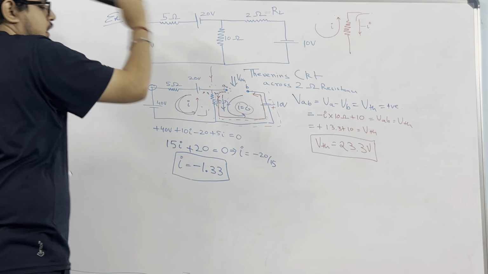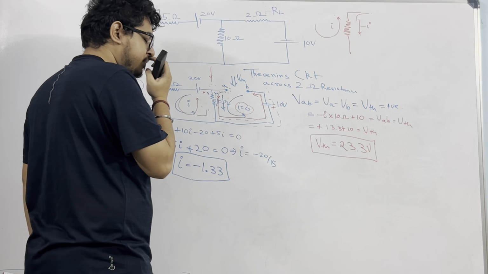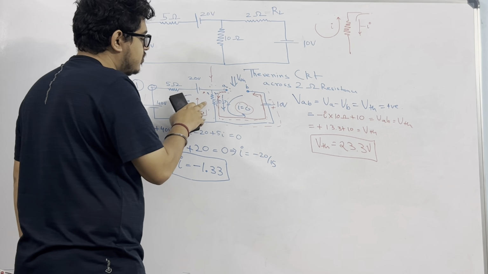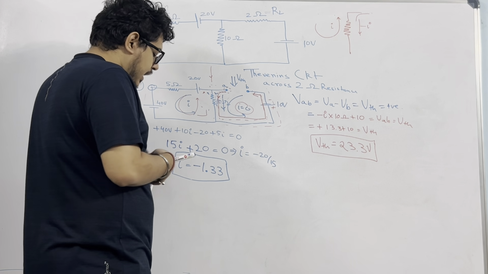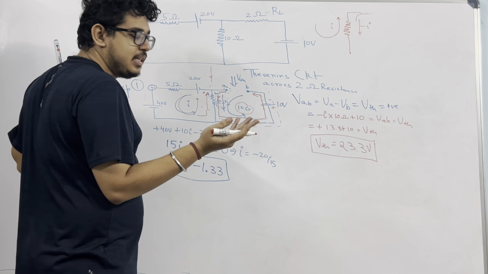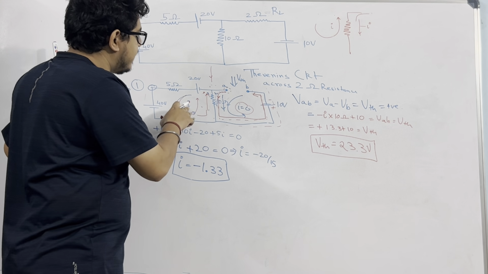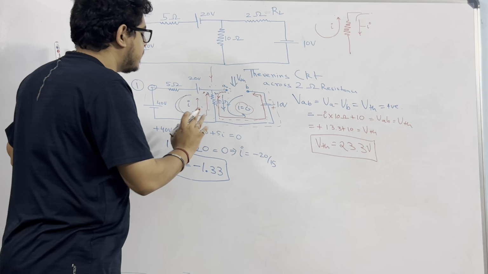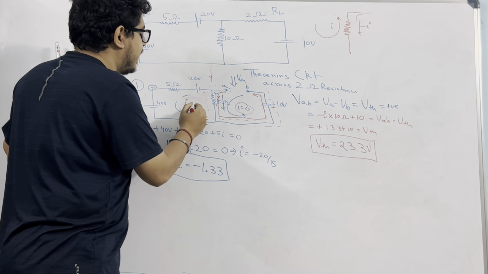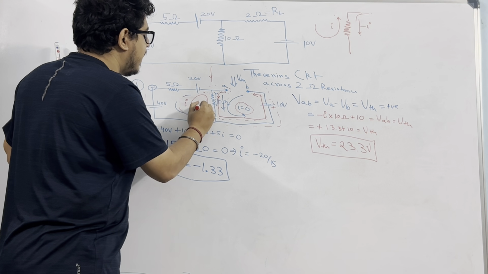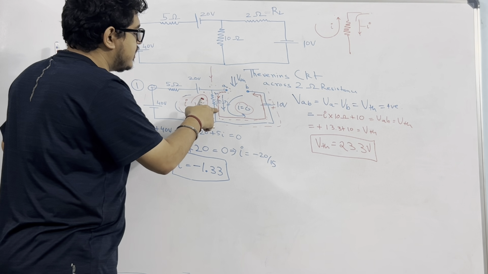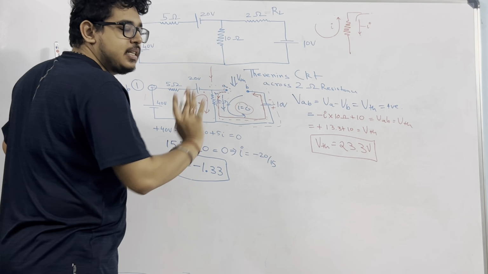Just don't get confused at all. Since I am coming from A to B, from up to down, that's why I used minus I, because I assumed positive I to be like this. The other thing is that the I itself is negative, so minus becomes plus. Otherwise you can also do it like this. Suppose I came negative, that means 1.33 amperes is flowing like this, not like this. So when you start from here, you know 1.33 is flowing, so it will be plus 1.33 into 10.